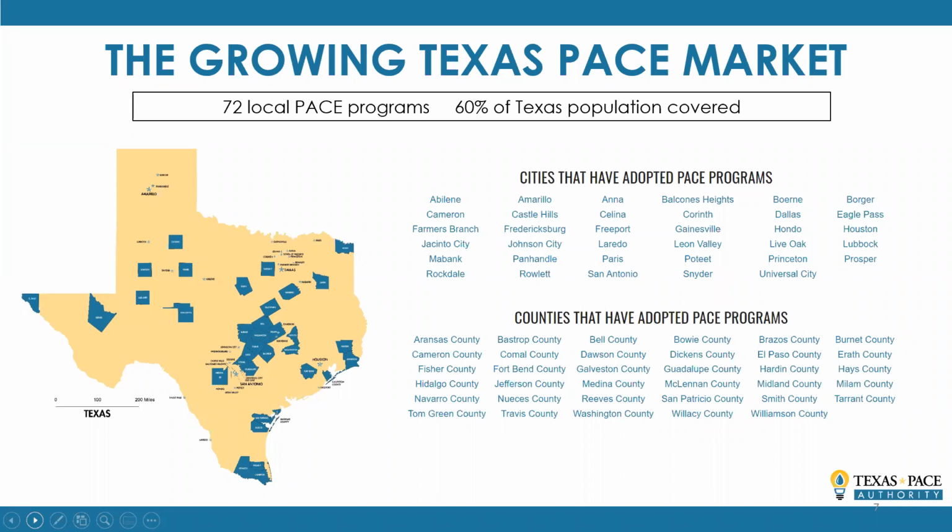Dallas County is also a new addition. They have brought us in to run the PACE program. They have a few more steps to take to formally create their program and stand it up. So we're working there as well. But as we see the map here, the blue areas represent now over 60% of the population that's covered by a PACE region, either a city boundary or a county boundary, and the map is filling in.